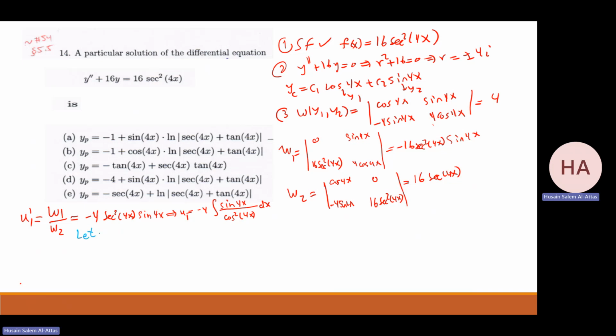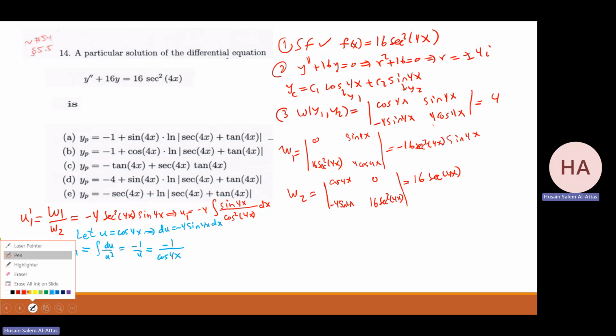Yeah, let me use a different color. Let u equal cosine 4x. What will be du? Minus 4 sine 4x dx. So u1 will be equal to the integral of du over u squared, which is minus 1 over u, which is minus 1 over cosine 4x. This is u1. Now we'll go to u2, which I think is easier.